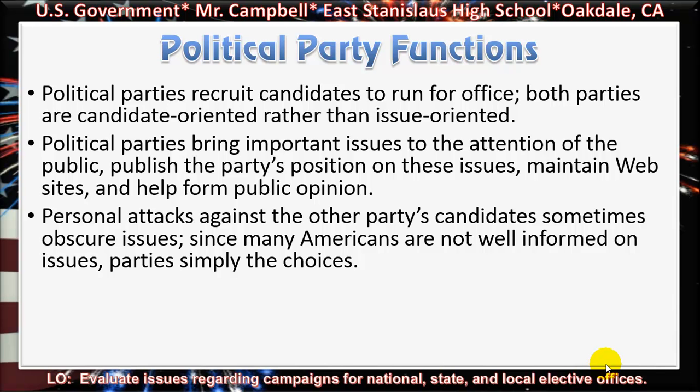So in other words, sometimes the focus is taken away from the actual issues and tends to focus on a particular candidate and their personal lives, and sometimes there's grounds for that. For example, in New York, there was a congressman who happened to be a Democrat named Anthony Weiner, and he had ultimately tweeted some inappropriate pictures of himself.